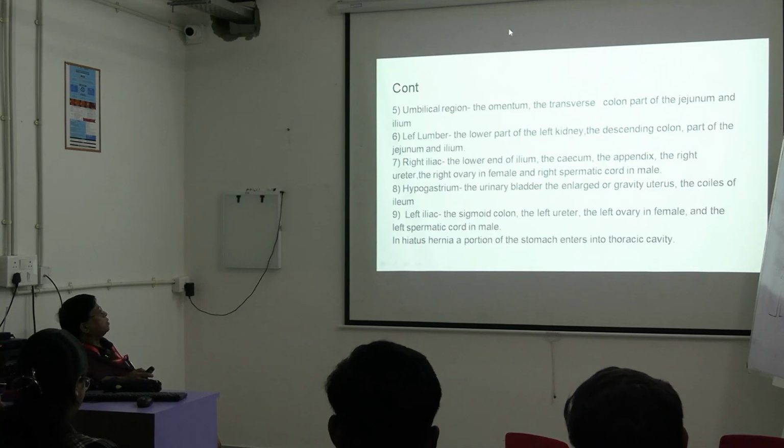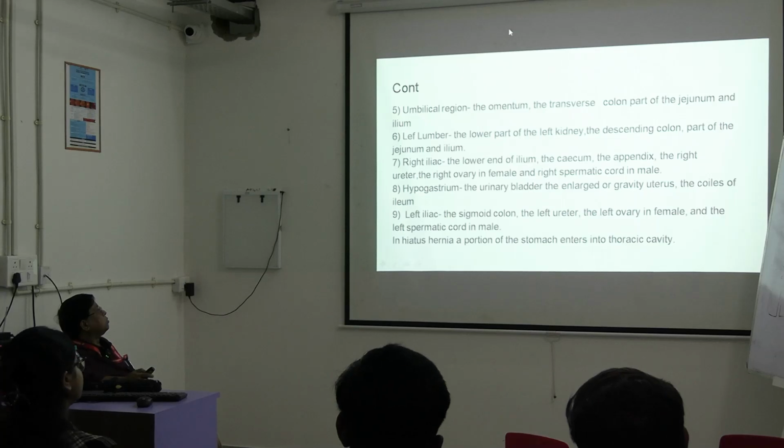Left lumbar region contents are the lower part of the left kidney, the descending colon, and part of the jejunum and ileum. Jejunum and ileum are everywhere, you know, the whole abdomen contains jejunum and ileum. It is repeatedly mentioned, that's why.